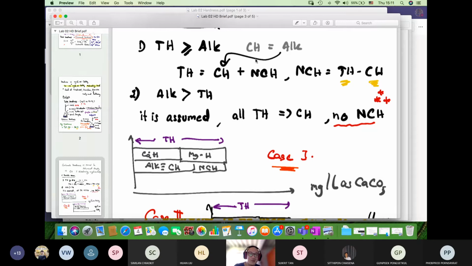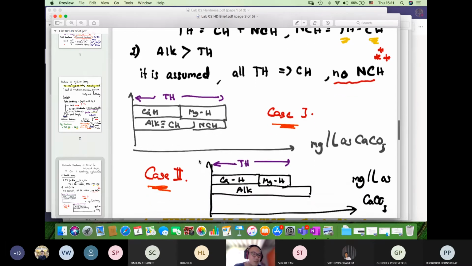Okay, no non-carbonate hardness. But in the other case, if the alkalinity is less than the total hardness, we can assume carbonate hardness is equal to the alkalinity. Then non-carbonate hardness is equal to total hardness minus carbonate hardness. So at the end, you are expected to draw the bar chart. So this bar chart should essentially look like this. This is the example for the case 1.